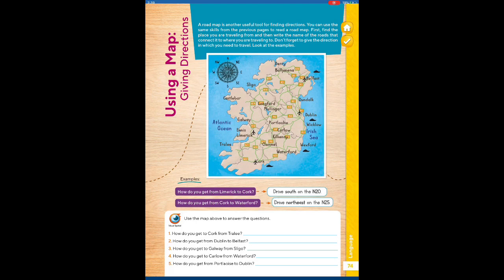You are traveling from, and then write the name of the roads that connect to where you are traveling to, okay?